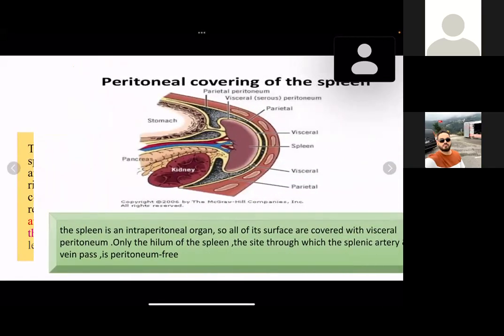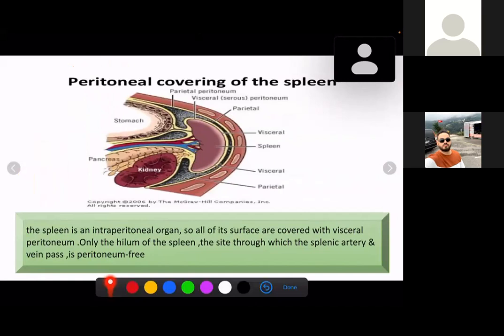The peritoneal coverings of the spleen. The spleen is an intraperitoneal organ. It's covered by the visceral peritoneum on all its surfaces except at the hilum of the spleen, where the splenic artery and vein pass, and this is the area where it is peritoneum-free. Sometimes the spleen fuses with the anterior surface of the left kidney, forming what we call the bare area of the spleen.